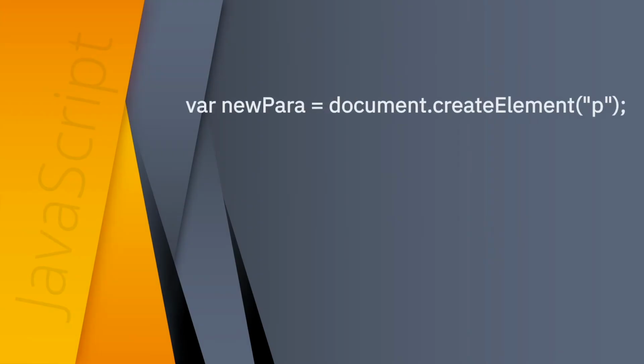In between the round brackets of createElement, we type the HTML element we want to create. This needs to go inside of quote marks, single or double. We want to create a new paragraph using the p tag. The HTML element is created with lowercase letters. We've then assigned the new tag to a variable that we've called newPara.